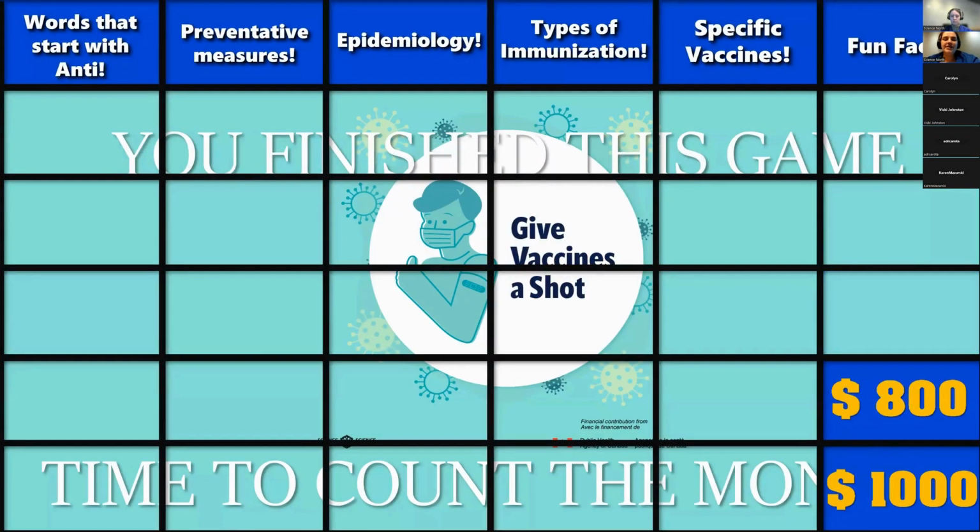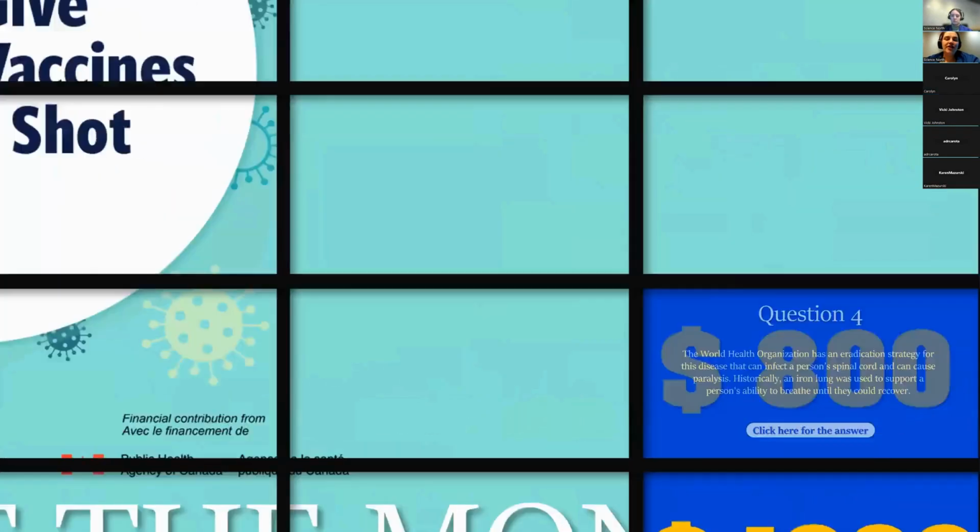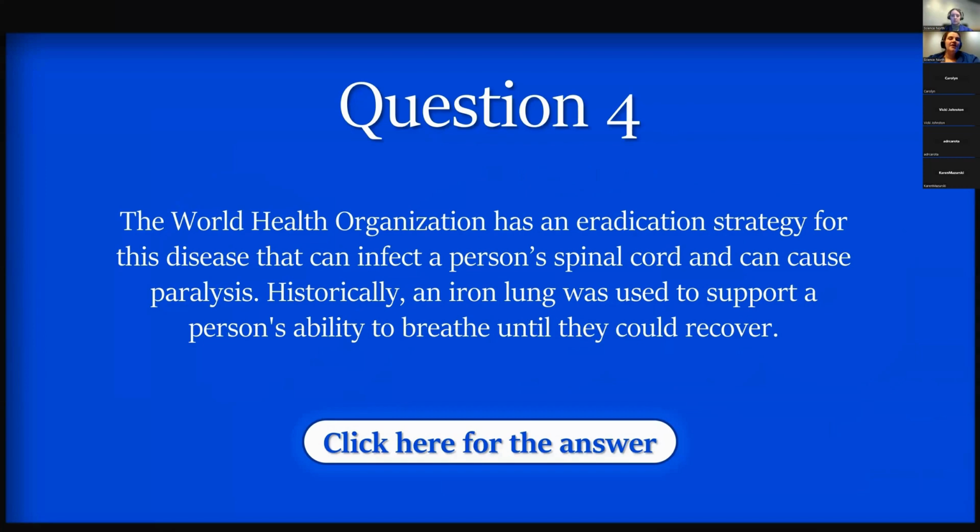All right, now for our fourth question in our fun facts category. The World Health Organization has an eradication strategy for this disease that can infect a person's spinal cord and can cause paralysis in more severe cases. Historically, an iron lung was used to support a person's ability to breathe until they could recover. So what is this disease?